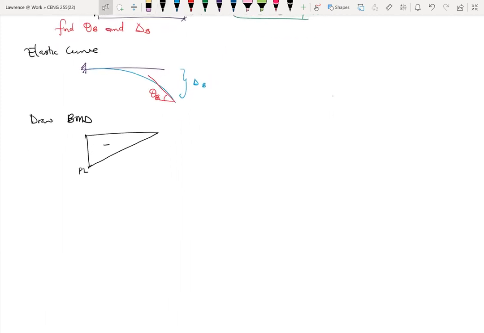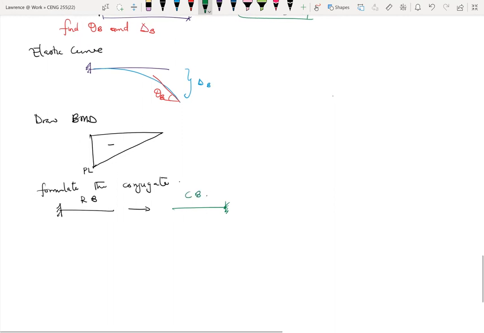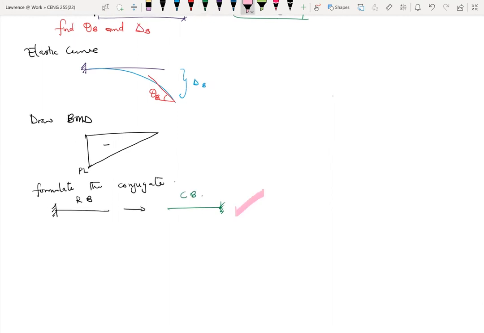All right. Then the next thing is to formulate the conjugate beam. So this is a real beam. So our conjugate beam looks like this. So this is a conjugate beam. Okay. So we have our conjugate beam done. The next thing is to load the conjugate beam with the M over EI diagram.